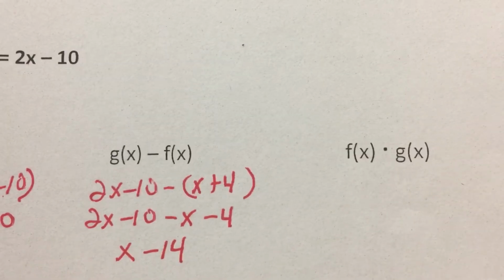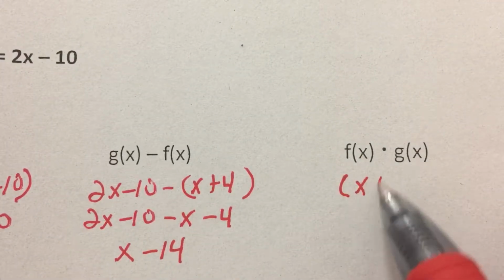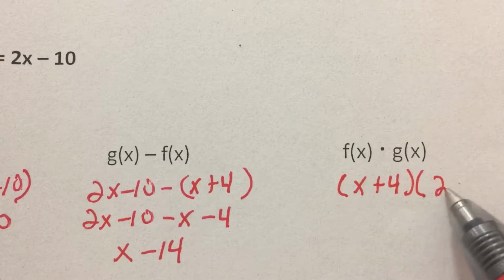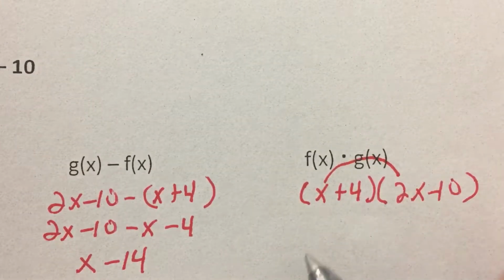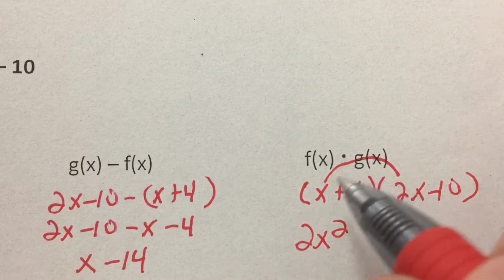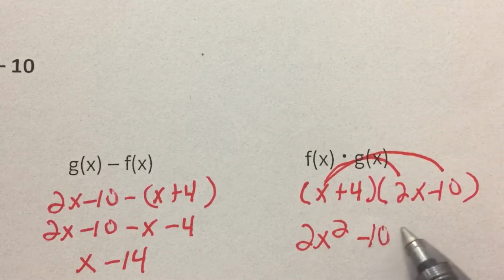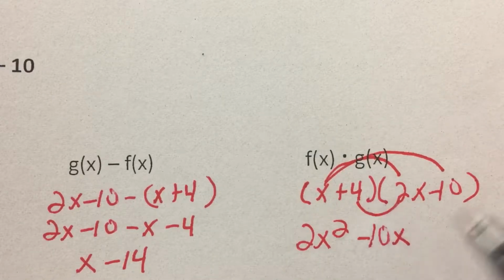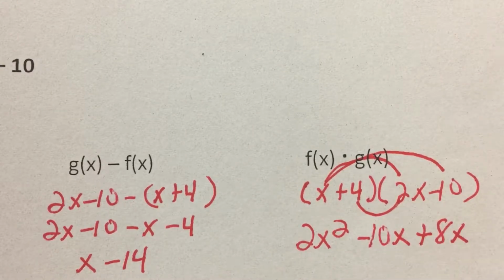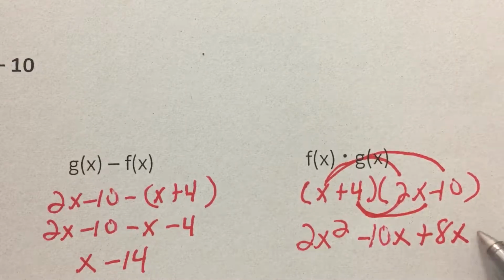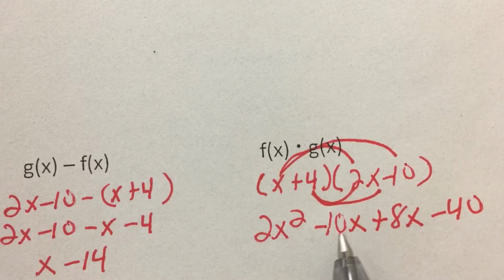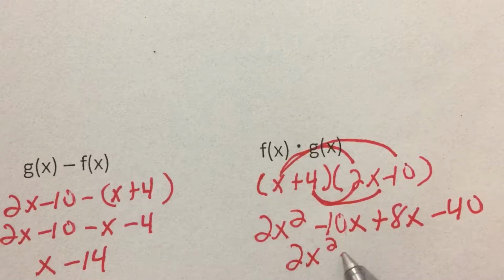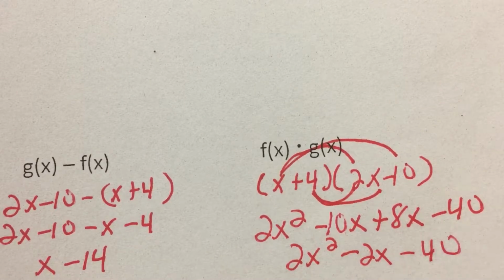If you're asked to multiply the two functions, keep in mind that this is a binomial times a binomial, which works like this. X times 2x is 2x squared. X times a negative 10 is negative 10x. 4 times 2x is 8x. And 4 times negative 10 is negative 40. Most times you end up with like terms in the middle, which we do here as well. Negative 10x plus 8x is a negative 2x. So we end up with 2x squared minus 2x minus 40.